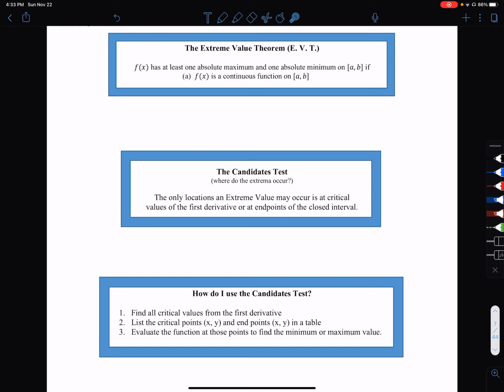So how do you use the candidates test? One, find all critical values from the first derivative only. The second derivative is not of importance in this context. Two, make a table and list in that table all the critical points, that's x and y values, and endpoints, those are x and y values. Then look at the y values. Whichever one's the biggest is going to be the absolute maximum. Whichever one's the smallest is going to be the absolute minimum.